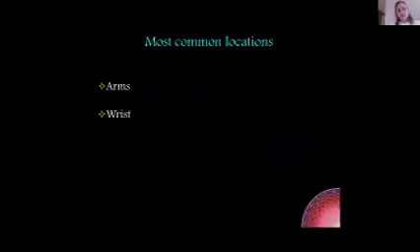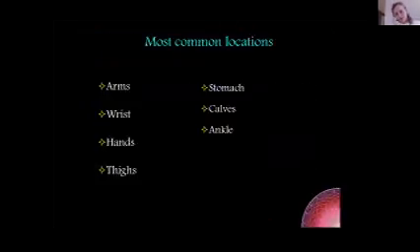The most common locations are here in this order. I'm just going to bring these all up. So arms, wrists, hands, thighs, stomach, abs, and ankle are what people report the most commonly. But honestly, it's everywhere. I've never met a body part that hasn't been used as a place for self-injury.